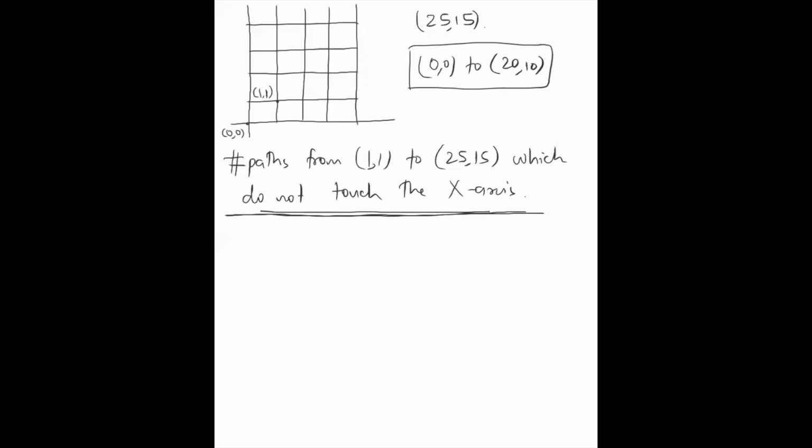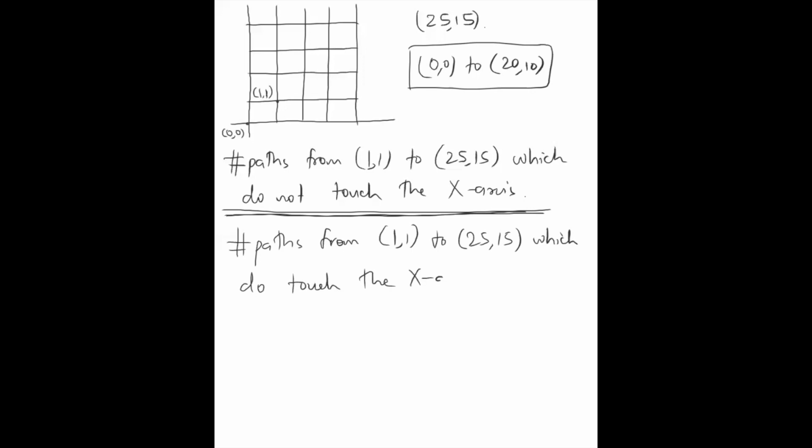Okay, even though that is eventually what we want to find out, we will actually count the number of paths from 1 comma 1 to 25 comma 15 which do touch the x-axis. And by touch I mean it could very well go below the x-axis also. The x-axis, of course, is this horizontal line on which 0 comma 0 lies. So we will instead calculate this new thing.